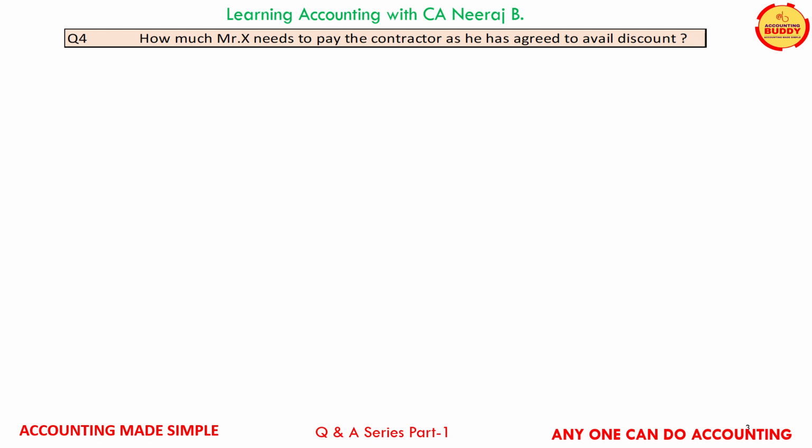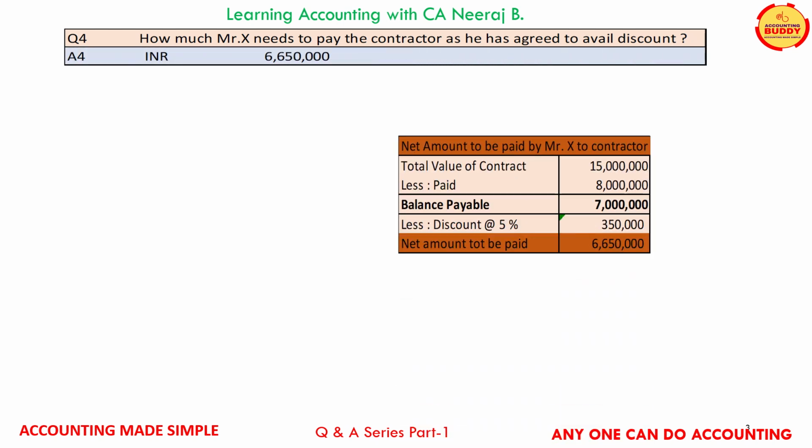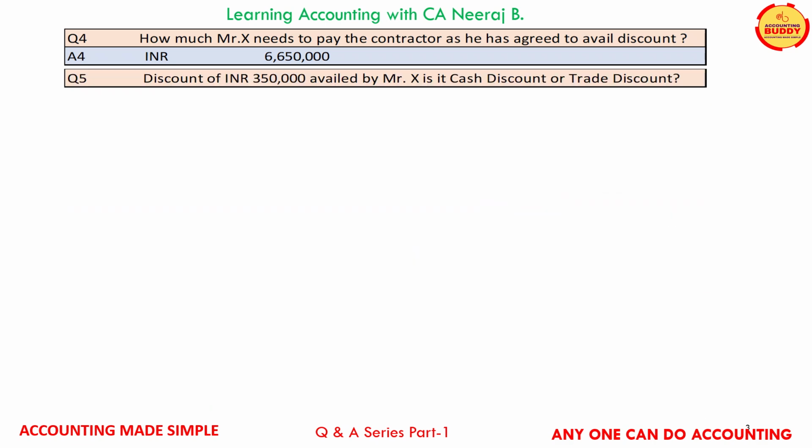Question number 4 is on your screens. How much Mr. X needs to pay the contractor as he has agreed to avail a discount? The answer is 6,650,000. Mr. X will pay 6,650,000 as full and final settlement towards the balance outstanding amount of 7 million after availing a discount of 5% amounting to 350,000.